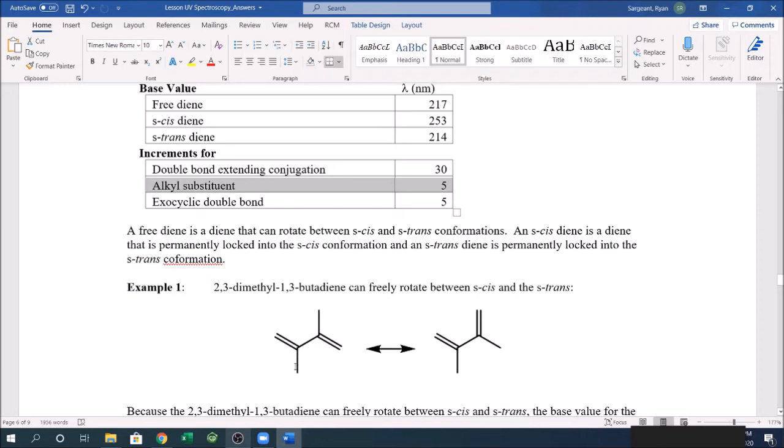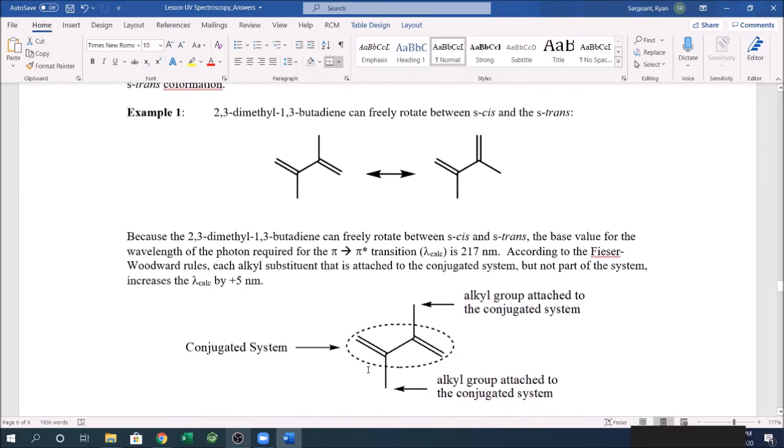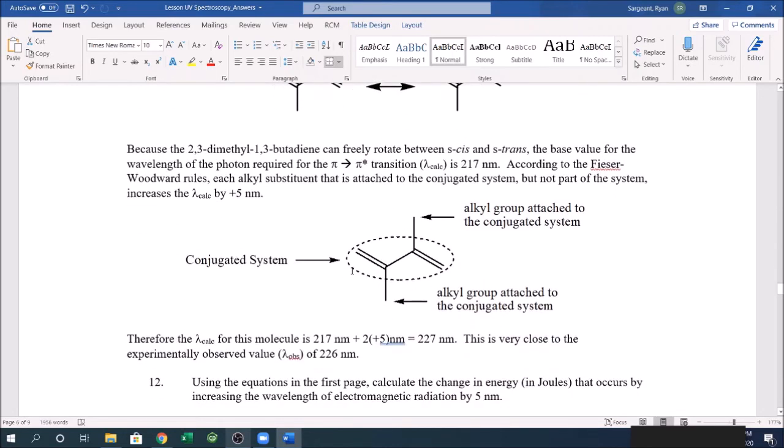Where we put 2 methyl groups on there, then we would expect it to go up by 5 twice. So the Fieser-Woodward rules would tell us that the base value for 2,3-dimethyl-1,3-butadiene is 217 nanometers because this is a free diene, plus 5 for this alkyl group and 5 more for this alkyl group. And the reason that you add 5 is not because of what's out here on the end, it's because of the presence of this bond. And that will matter more in a second.